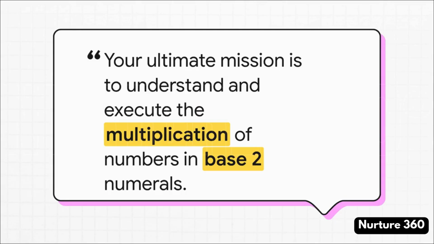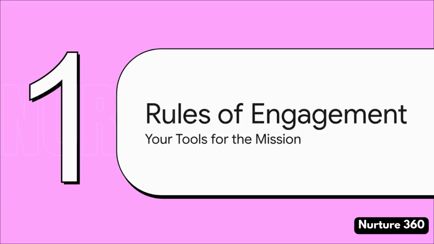So your objective today is crystal clear. This isn't just some abstract math problem. This is the key that unlocks how computers process, well, everything, from a simple mouse click to the most complex graphics in a video game. So let's get started. First things first, we've got to cover the rules of engagement. Every mission has them, but you'll be pretty happy to hear that for binary multiplication, there are only 4. And, trust me, they're way simpler than you think.